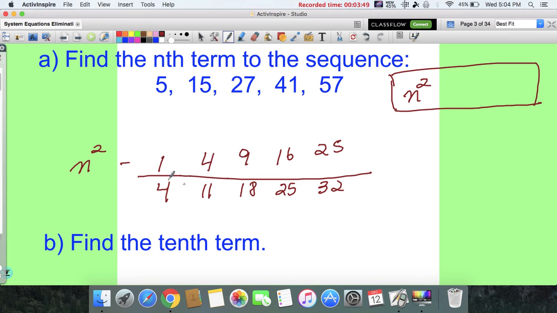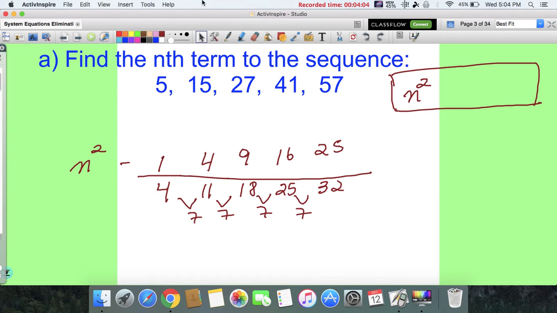Now, once I subtract it, I have this other sequence in here. I'm going to take the difference, and it's 7, 7, 7, 7. So it's a linear sequence, and it's going by 7. Now, that particular sequence is a 7n sequence, right? Because it's going to go by 7, 7, 14, 21, 28, 35, etc. So it's a 7n sequence because it goes by 7.